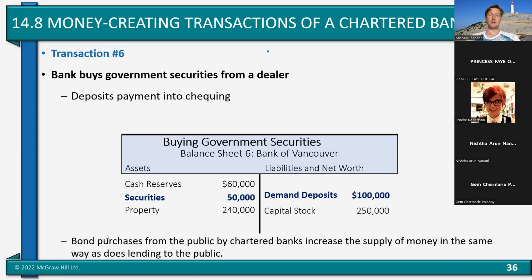So to show this, if the government buys bonds from the bank, the money supply increases. If the government sells bonds to the bank, the money supply decreases. So that's what happens with this here.